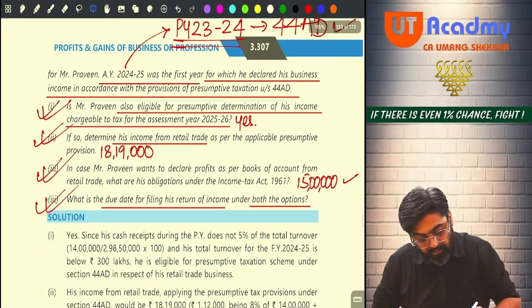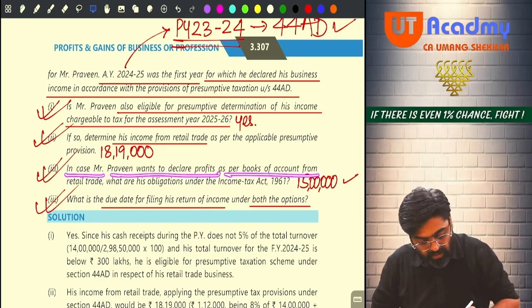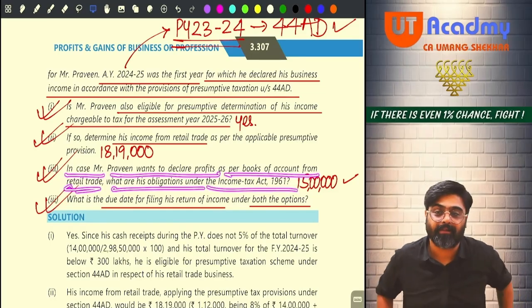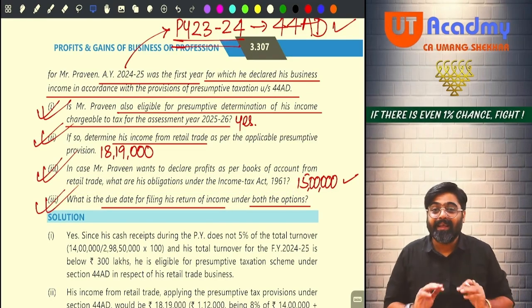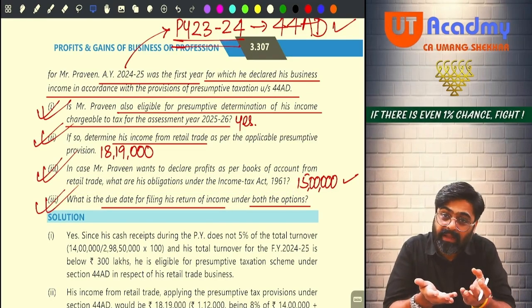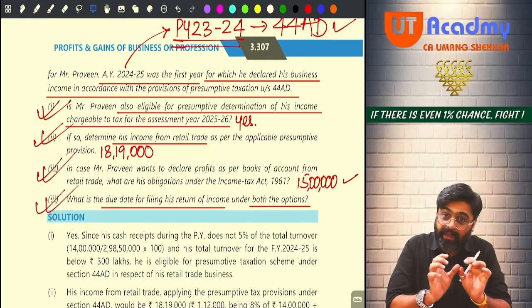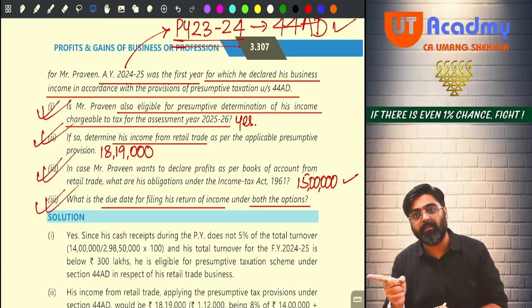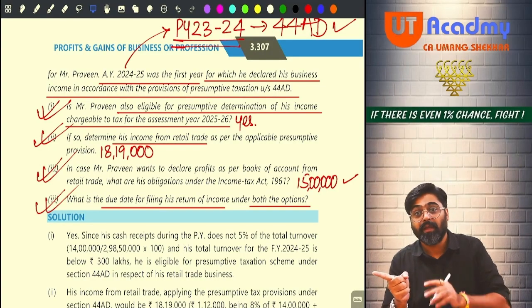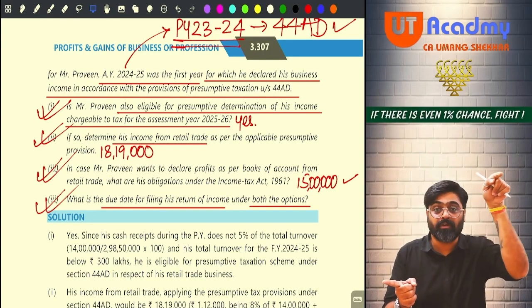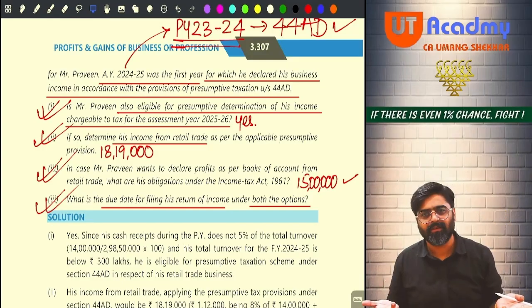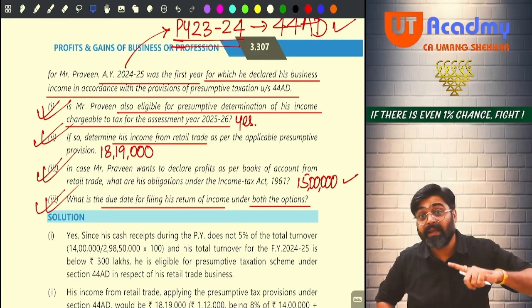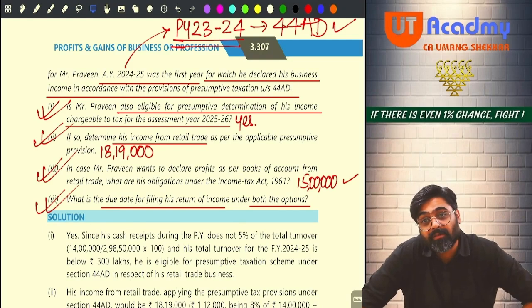Next, in case Mr. Praveen wants to declare profits as per books of accounts from retail trade, what are his obligations under Income Tax Act? Meaning that even if he is eligible in this year, he has to show 18 lakh 19,000 as his PGBP income, minimum this much. Can he show lower profits of 15 lakhs? Yes. Absolutely yes. Then in that case, what will be his obligations?